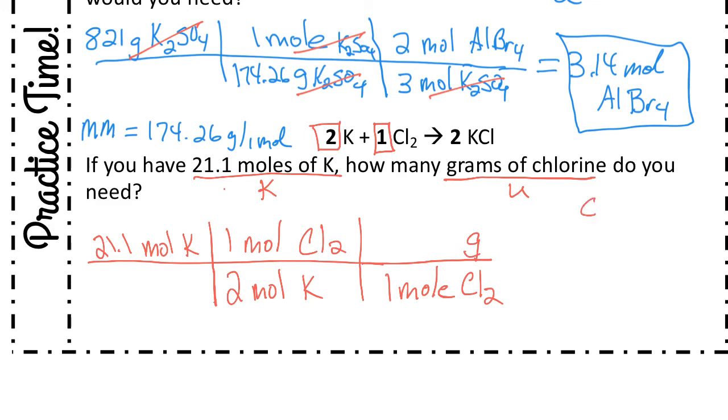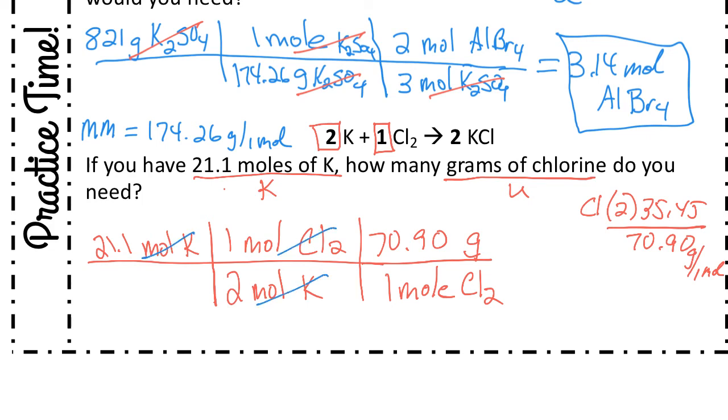So chlorine is Cl2, so I need 2 of them. Each one is 35.45. So when I put that in the calculator, I'm going to have a molar mass of 70.90 grams per 1 mole. So 70.90 is going to go on the top. Let's double check and make sure that our units are all canceled off. Moles of K, moles of K, moles of Cl, moles of Cl. I'm left with grams of Cl2. And now I'm ready for my calculator.